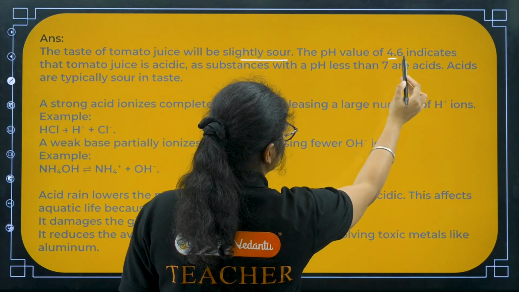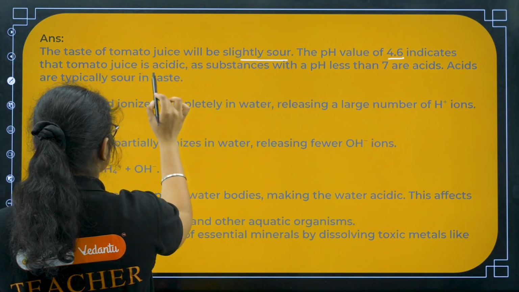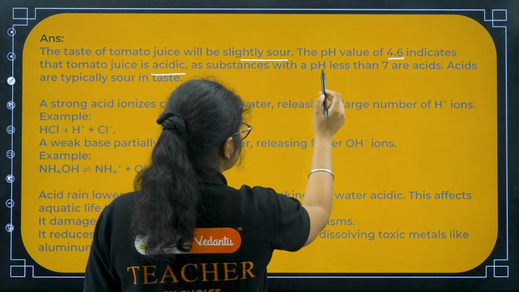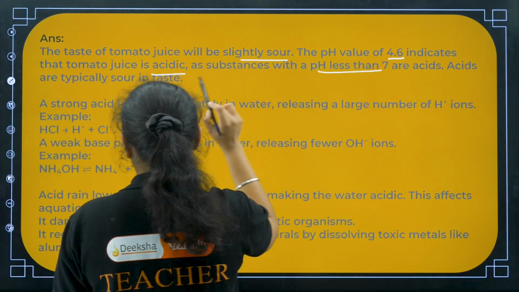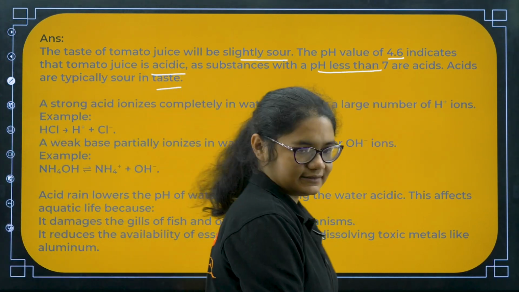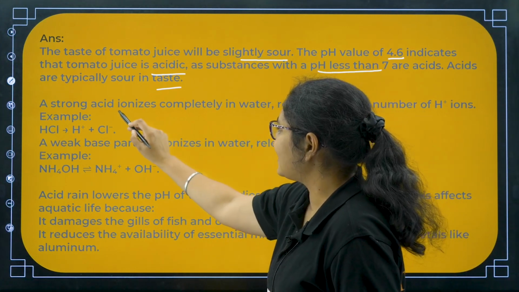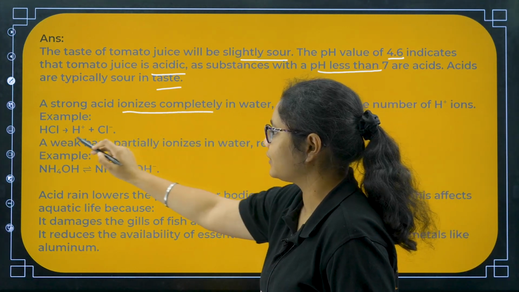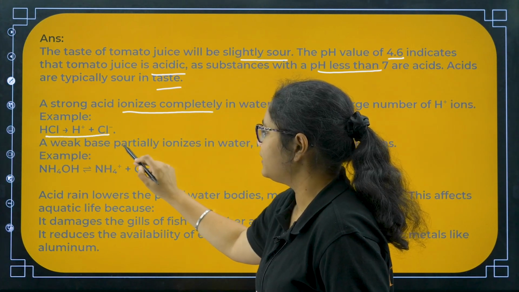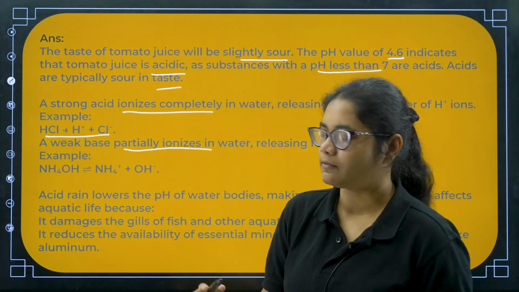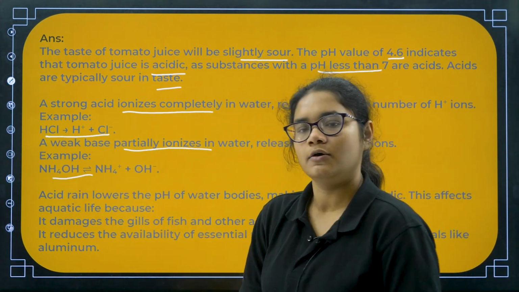The pH value of 4.6 indicates that the tomato juice is acidic, and as substances with a pH less than 7 are acids, acids are typically sour in taste. Right? That was the first question. Next question was, a strong acid ionizes completely in water. You can give an example of HCl, and a weak base ionizes partially in water. You can give an example of a weak base.